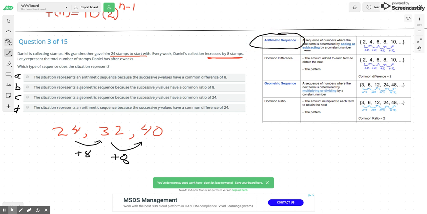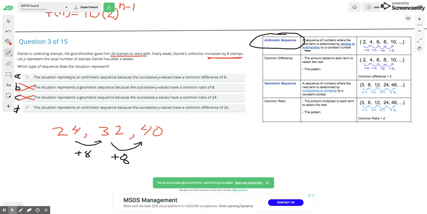So I'm going to look at the options that I have and eliminate the ones that do not match that description. Let's see. The first one says the situation represents an arithmetic sequence. That's a probable answer. B says the situation represents a geometric sequence. It is not geometric. We already said it's arithmetic. And also C says that it's geometric. So it's between A and D.